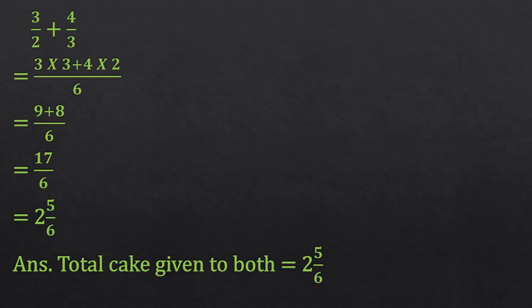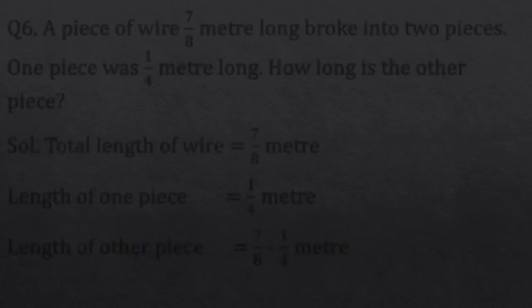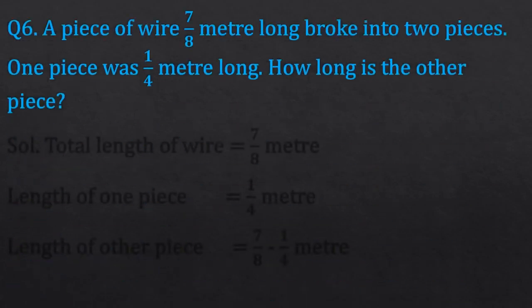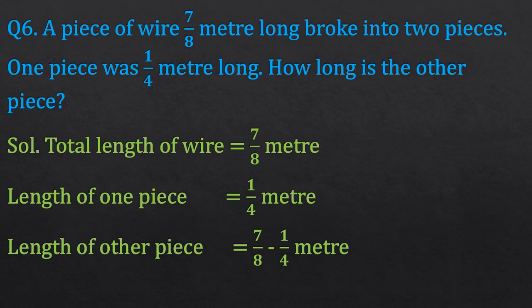Question number 3. Nana was given 1 1/2 pieces of cake, Najma was given 1 1/3 pieces of cake. Find the total amount of cake given to both of them. It's a very simple question. Piece of cake given to Nana, 1 1/2, convert into improper fraction, 3/2. Piece of cake given to Najma, 1 1/3, 4/3. Total amount of cake given to both of them.